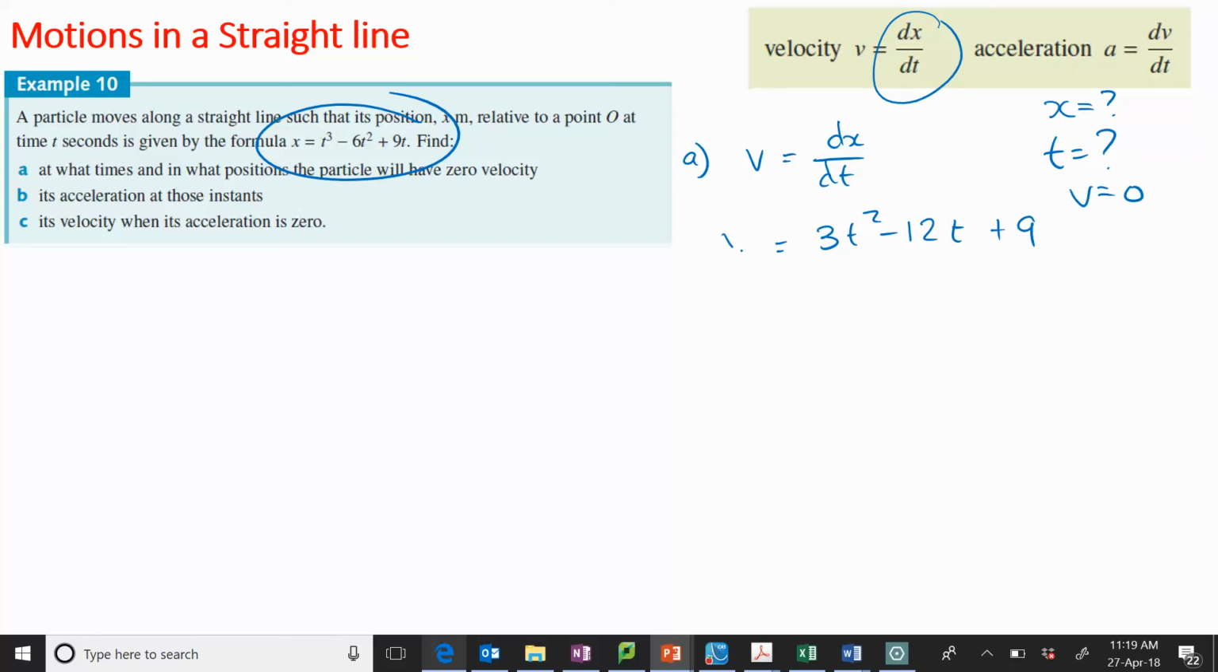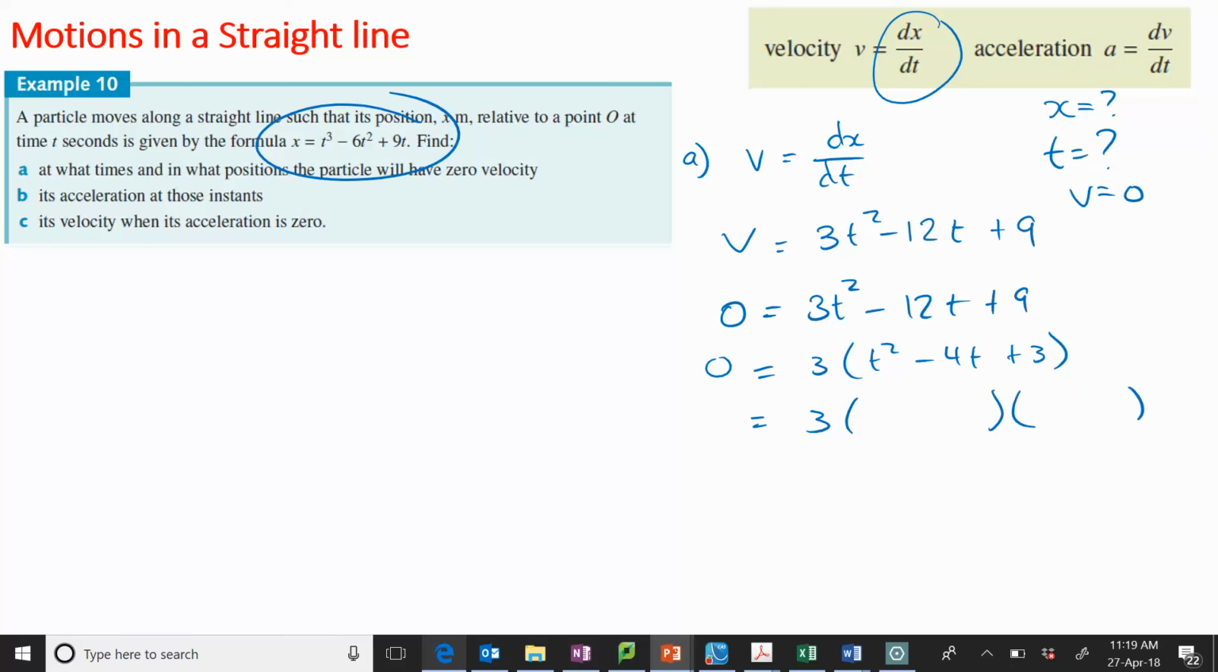So in this case, I've got my equation for velocity. When velocity equals 0, I can solve for t. Now notice this is a quadratic equation. You can factorize this. I'd take out 3 as a common factor. You get t squared minus 4t plus 3. Factorize that for me. What does t squared minus 4t plus 3 factorize to, Mazen? It's t minus 3, t minus 1, correct.